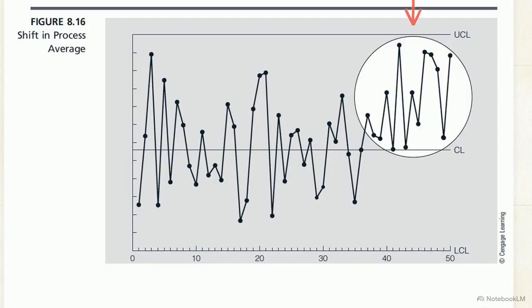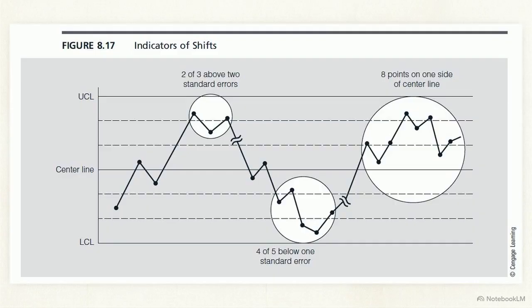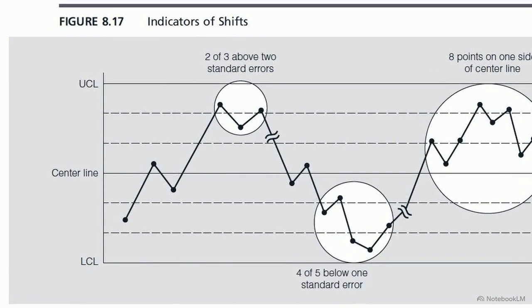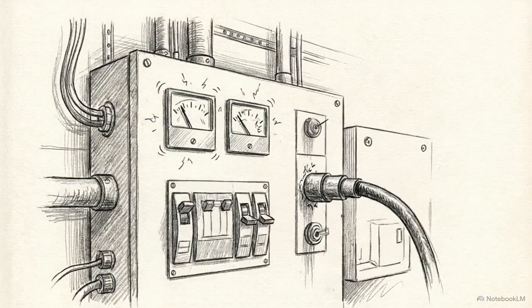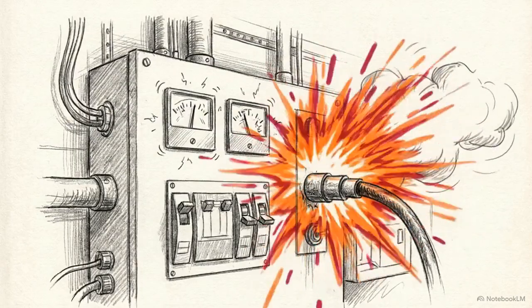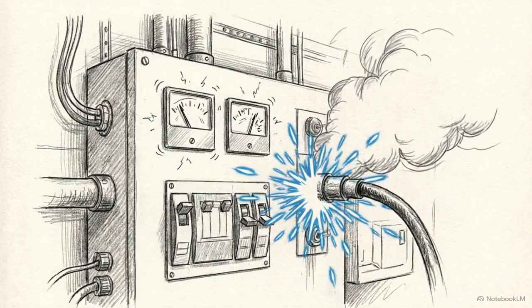The process average abruptly moves and anchors itself at an entirely new level, abandoning the established centerline and clustering in a new sector. We confirm this shift using strict heuristics. First, if 8 consecutive points fall on one side of the centerline, the average has changed. Another indicator is dispersion. If 2 of 3 points fall beyond 2 standard errors, the process has suddenly moved. These clustered patterns do not happen by chance. They provide mathematical proof that an unrecorded variable, perhaps a new batch of raw materials or a sudden voltage drop, has altered the system's baseline.